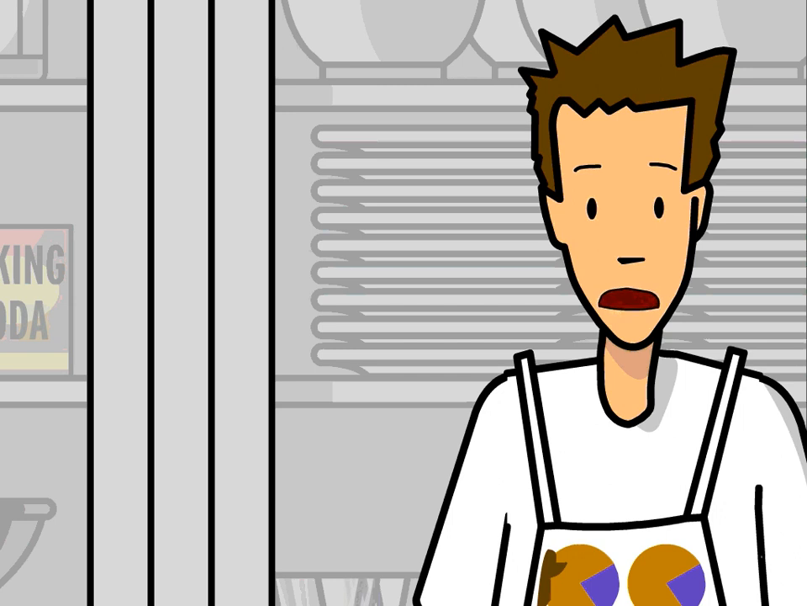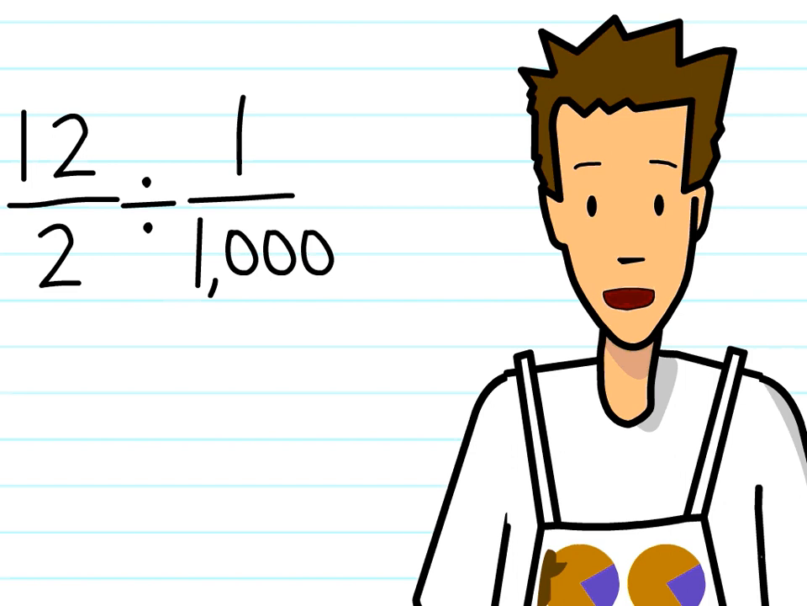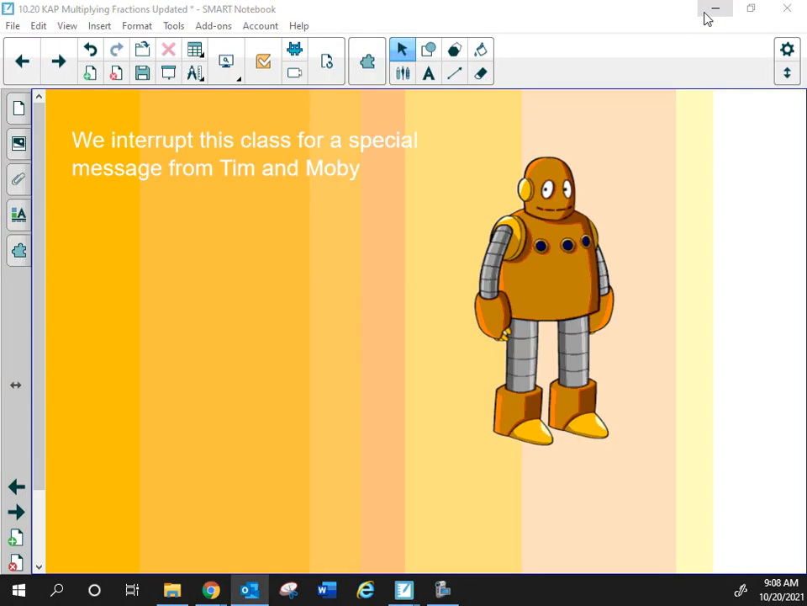Okay, fine. I'll show you how to do it by dividing fractions. We'll start with our original fraction, 12 divided by 2. Now, to figure out how many grams that is, we can divide by the fraction 1 kilogram over 1,000 grams. Dividing by a fraction is the same as multiplying.